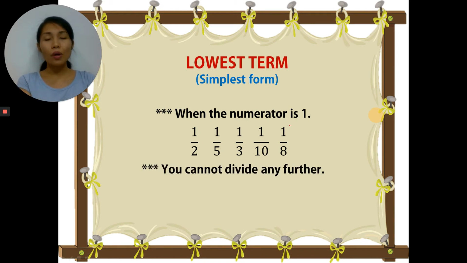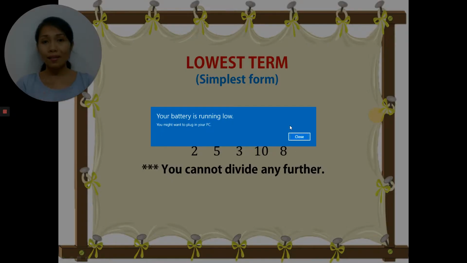Now next, how are you going to know if your answer is already in the lowest term? You cannot divide any further. That means you cannot find any factors to divide your answer. How will you know what factor to use? That means the number that you can divide to the numerator and the denominator with no remainder in it. Okay, when you divide that number, like for example 9 divided by 3, the answer is 3 and there is no remainder. That means 3 is a factor of 9. Okay.